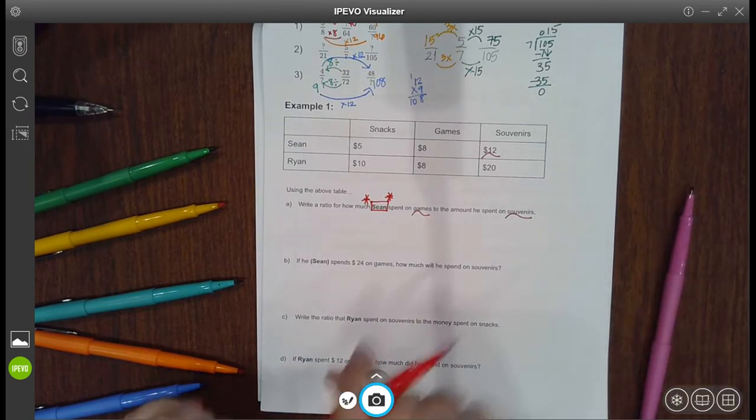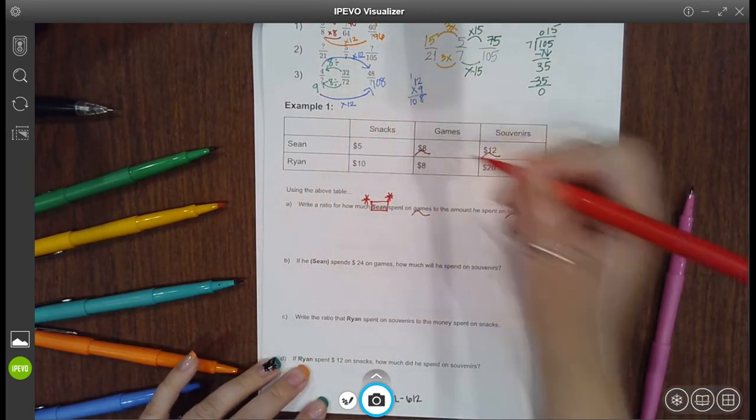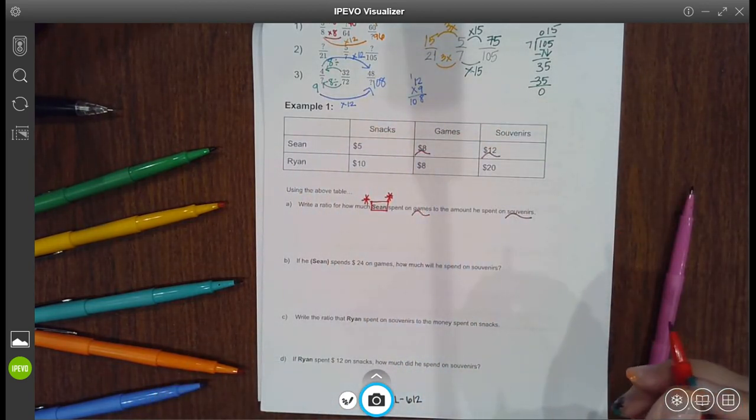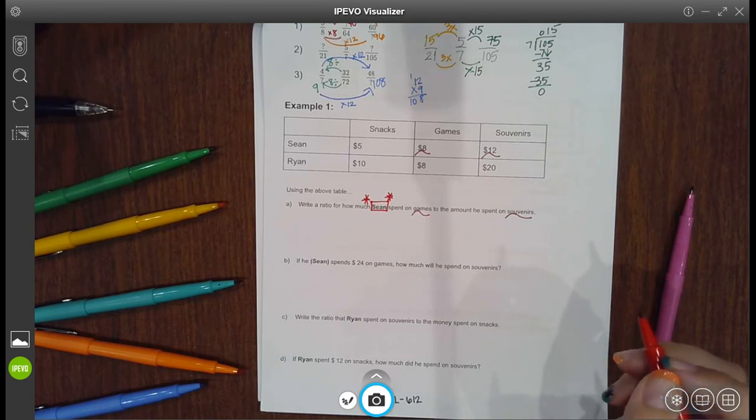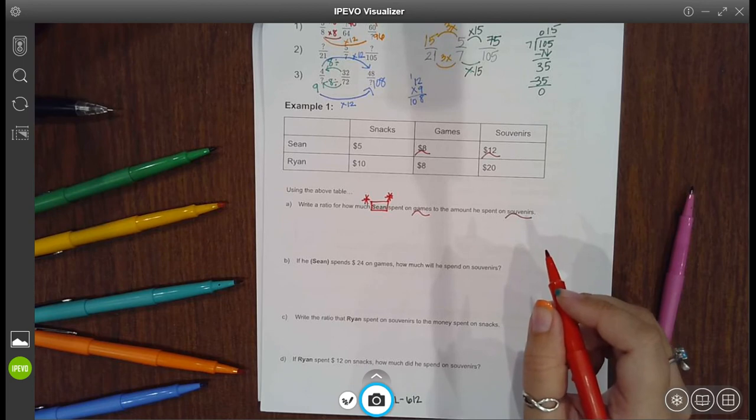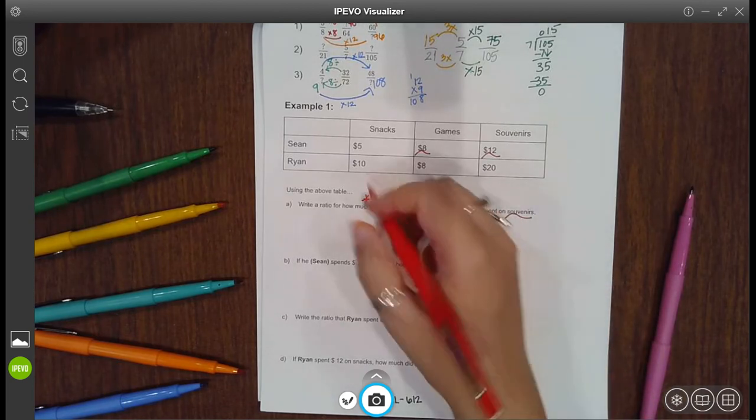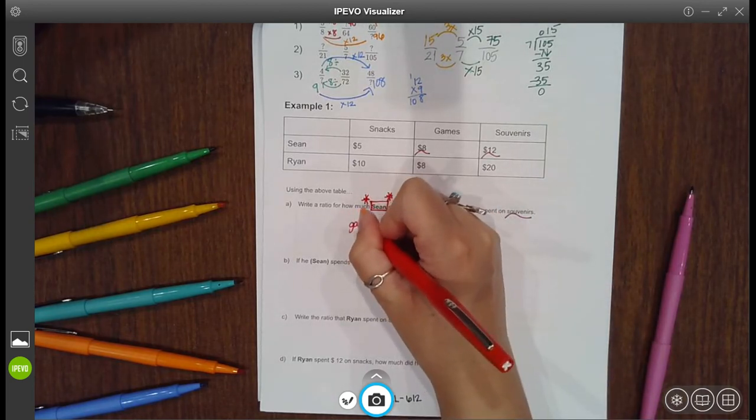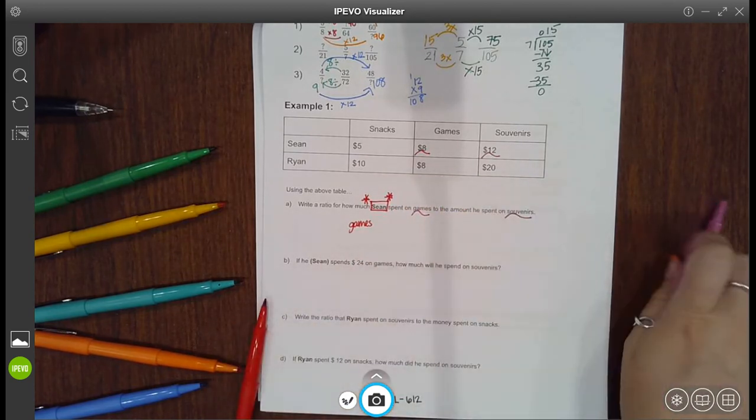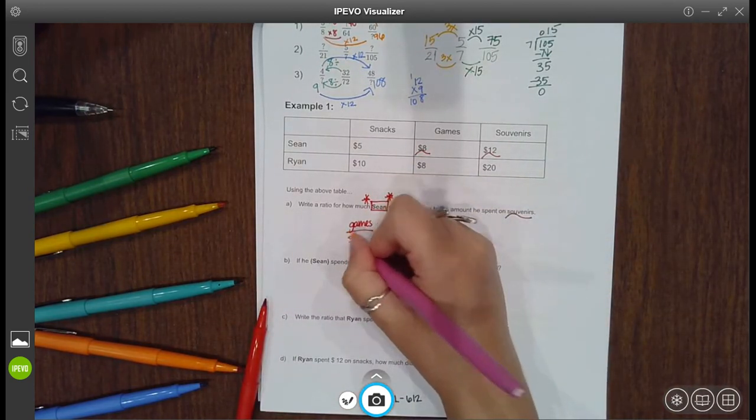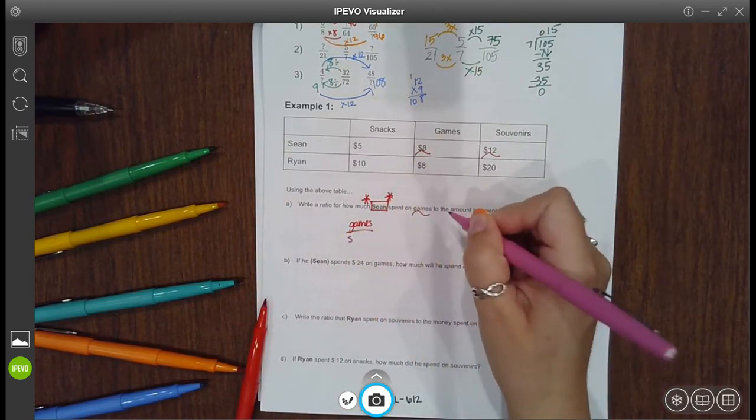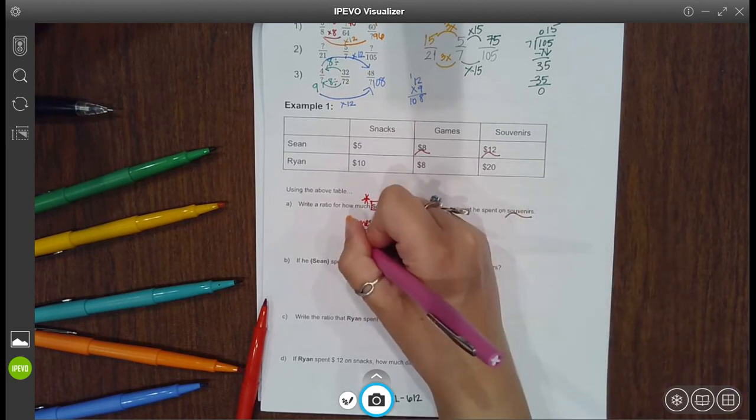Souvenirs and Sean games. Now, one thing is when you're writing ratios, you're dealing with word problems, we always want to write the words in front. Okay, so we're focusing on Sean, and I'm going to do games first and souvenirs second, because games came first, and then after the word to came souvenirs.